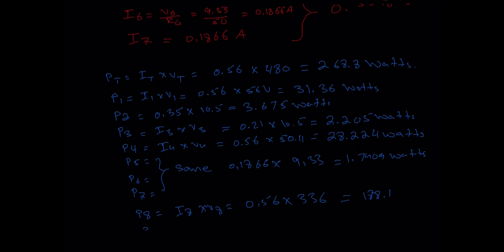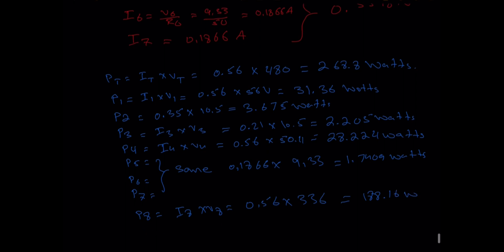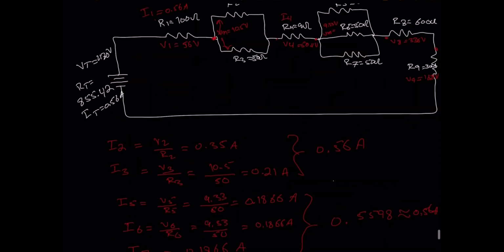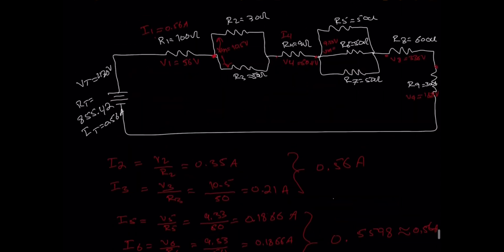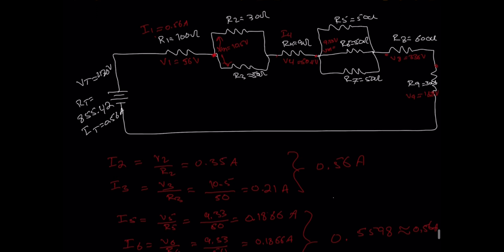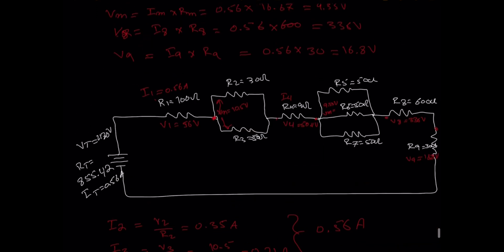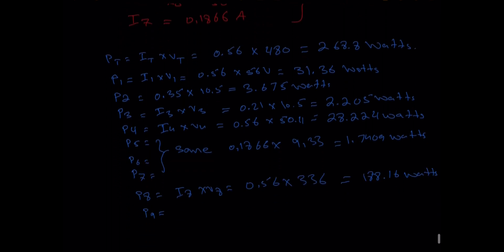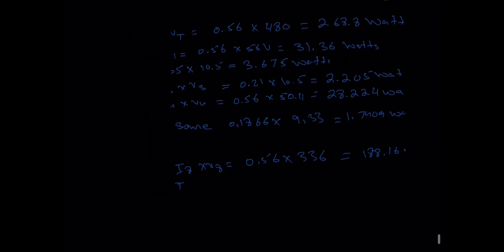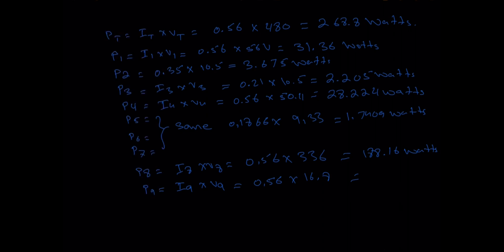And power at P9 will be 16.8 volt. We have times 0.56. 0.56 times 16.8 will be 9.408 watts.